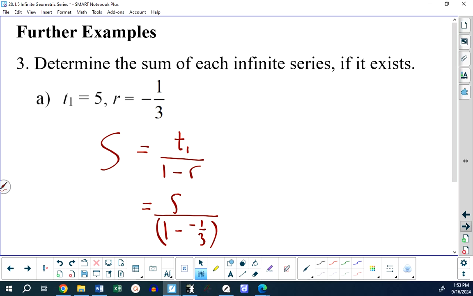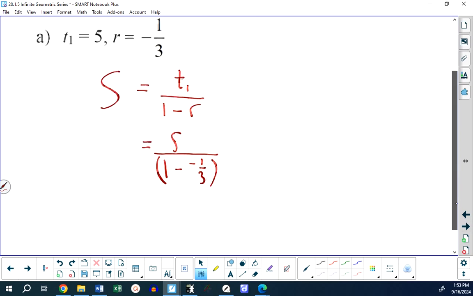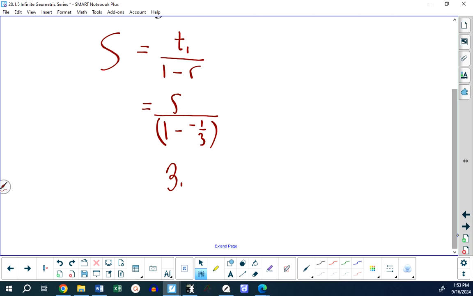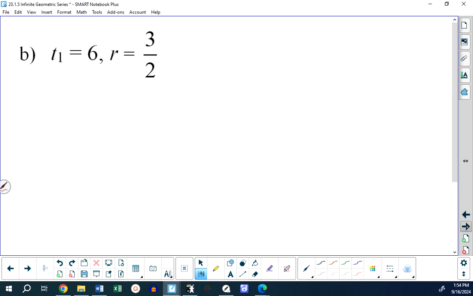This is child's play. I would like you to figure out what that is. It's going to be 5 over 1 minus -1/3, which is 4/3, which is 15. Oh, I'm going to say 3.75. Okay. So if you went to your calculator and went table hopping and you kept going down, you'd see it encroaching on 3.75. Done. There's nothing we can do with this.